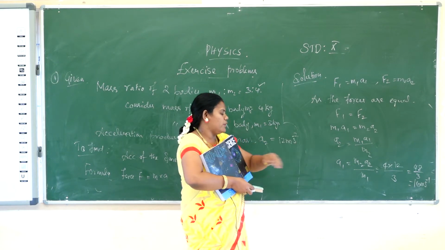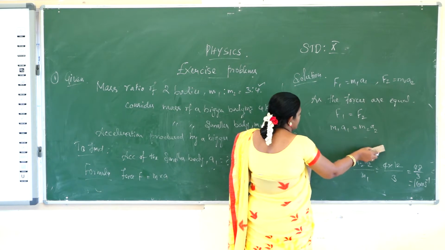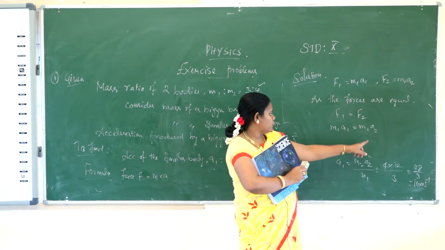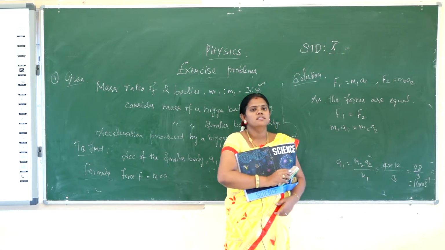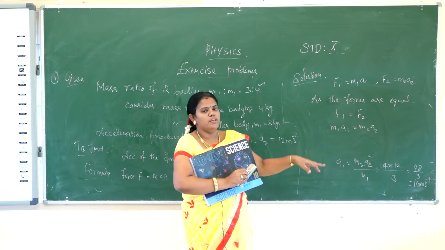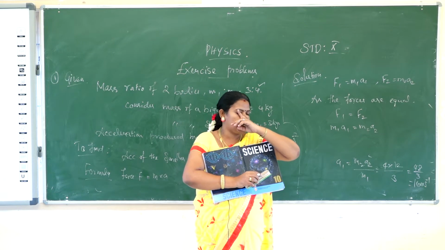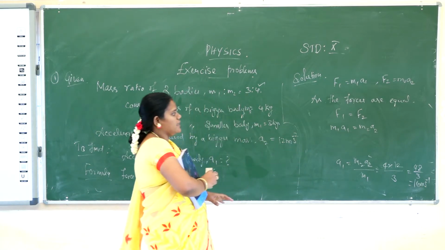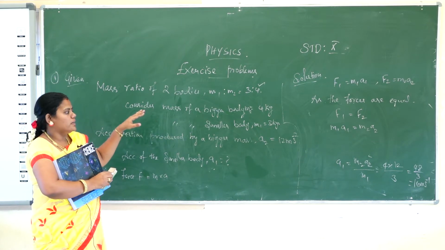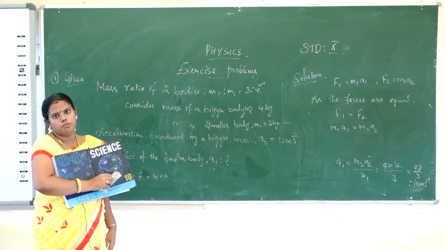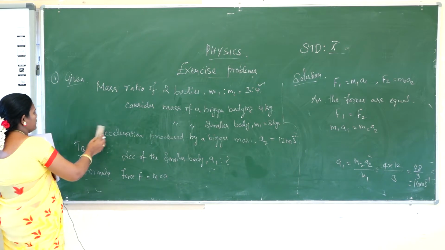We want a1 only, so a1 is equal to m2 a2 by m1. Substitute the m2 value, a2 value and m1 value, and we will calculate the a1 value. A1 is the acceleration produced on the smaller body. This is the final answer. Students, please note down the derivation and the problems, and the steps to be followed to solve this problem. Okay. Then go for the second one.